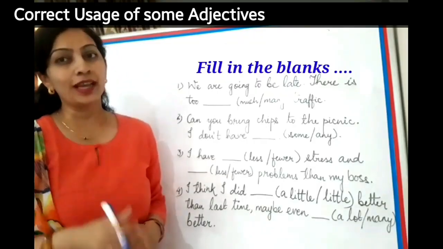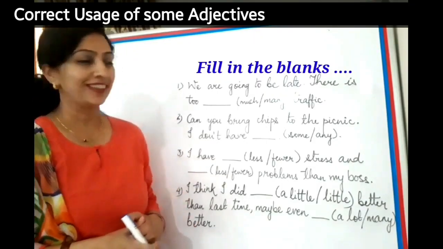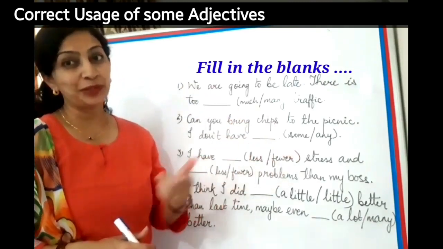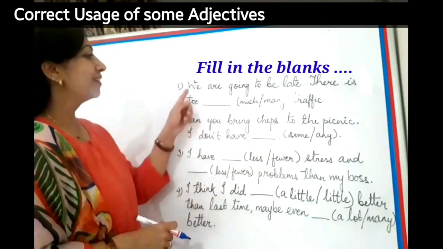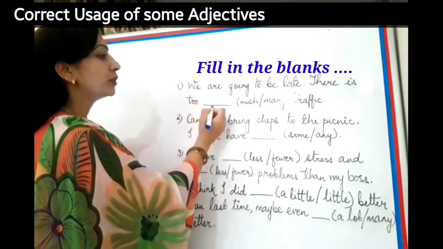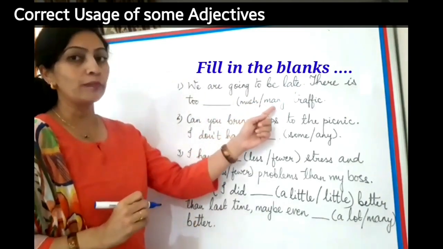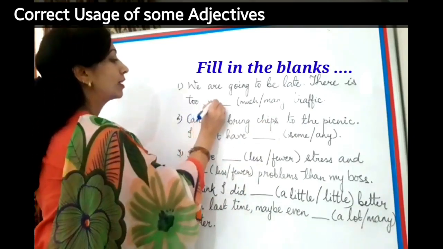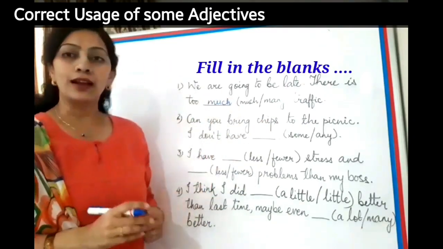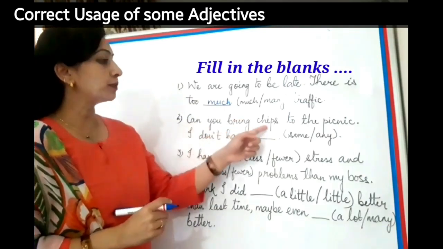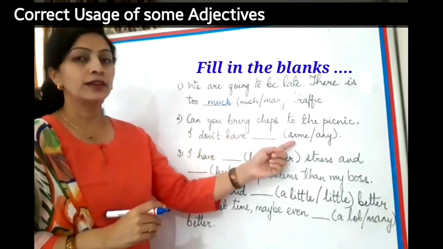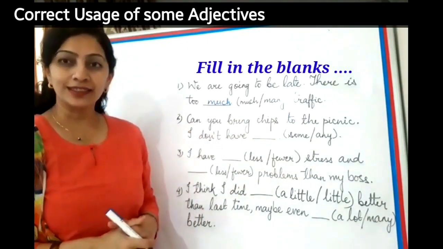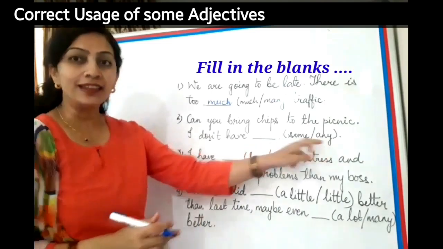As usual, a quick recap of what we did today. Let's solve this exercise. This time I have given you options to confuse you more. Let's start. We are going to be late. There is too much or many? Much, yes, because traffic is uncountable. So we are going to write here much for uncountable noun. Can you bring chips to the picnic? I don't have. What should I write, some or any? Since this is a negative sentence, I will write any. Correct.